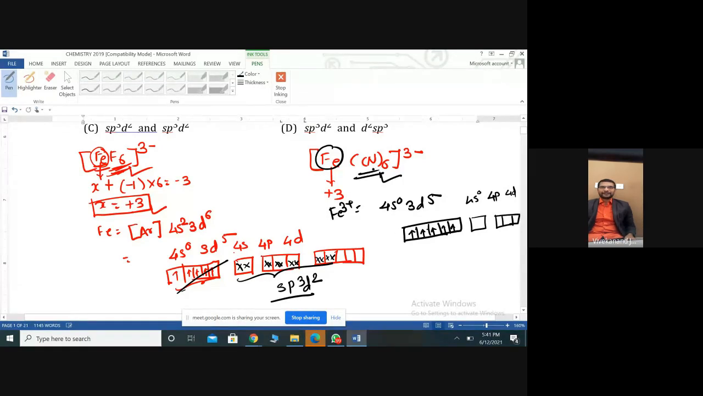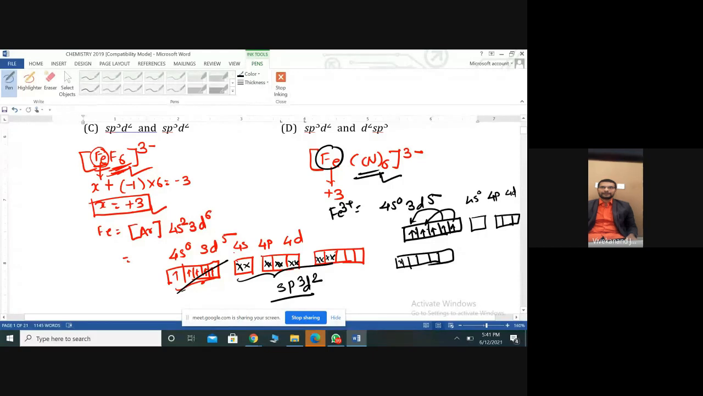Cyanide comes into the picture. Is cyanide a strong field ligand or a weak field ligand? Strong field ligand. So pairing takes place. These electrons will come over here, this electron will come over here, and pairing will take place. And your new electronic configuration is according to this.